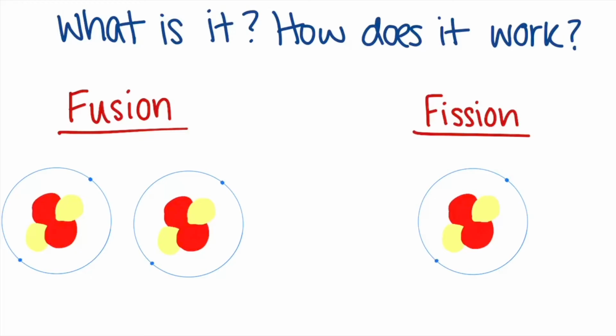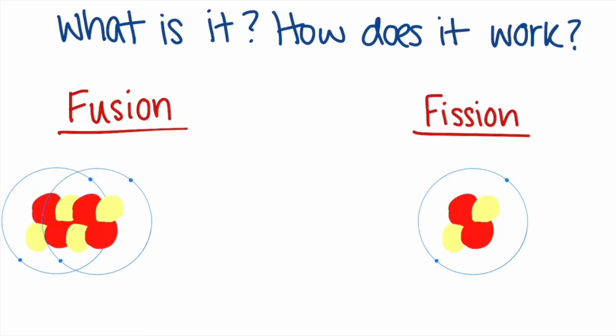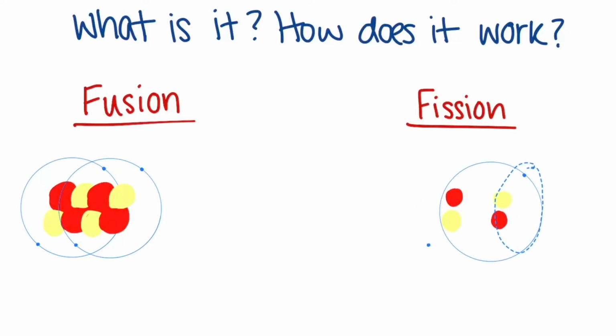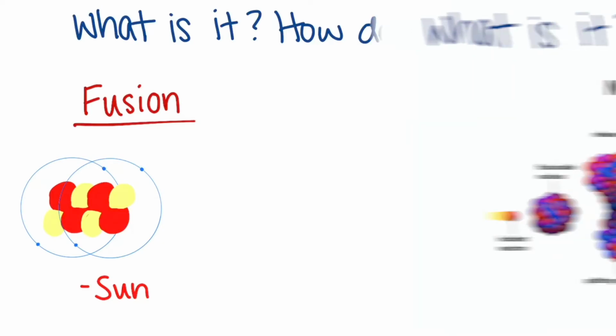There are two different ways in which we can harness this energy. The first being fusion, where we combine two lighter atomic nuclei to make one heavier atomic nucleus. Fission is quite the opposite. That's where we take one heavier atomic nucleus and break it down into two lighter atomic nuclei. Fusion tends to be super unstable, so it's done in places like the sun, while fission we can manage to do in our nuclear power plants because it's much more easily controlled.